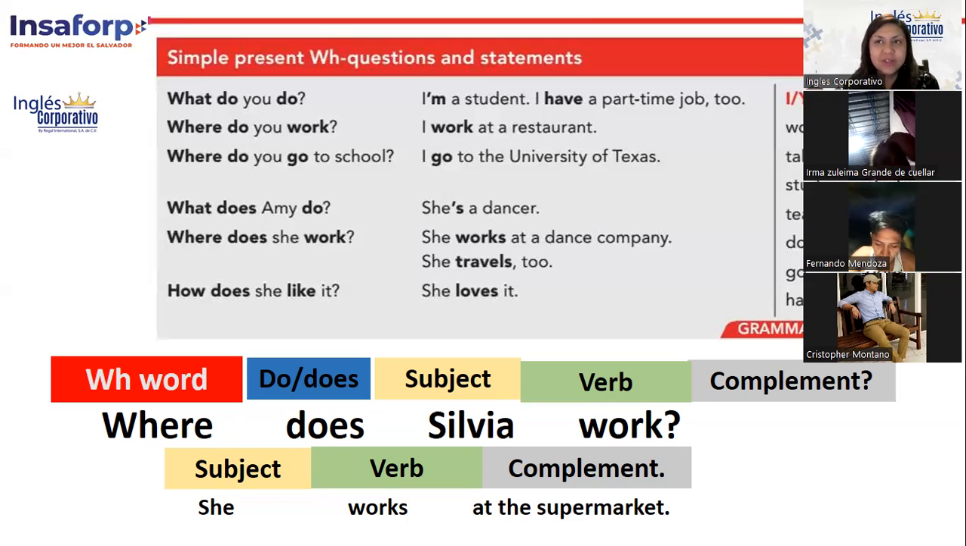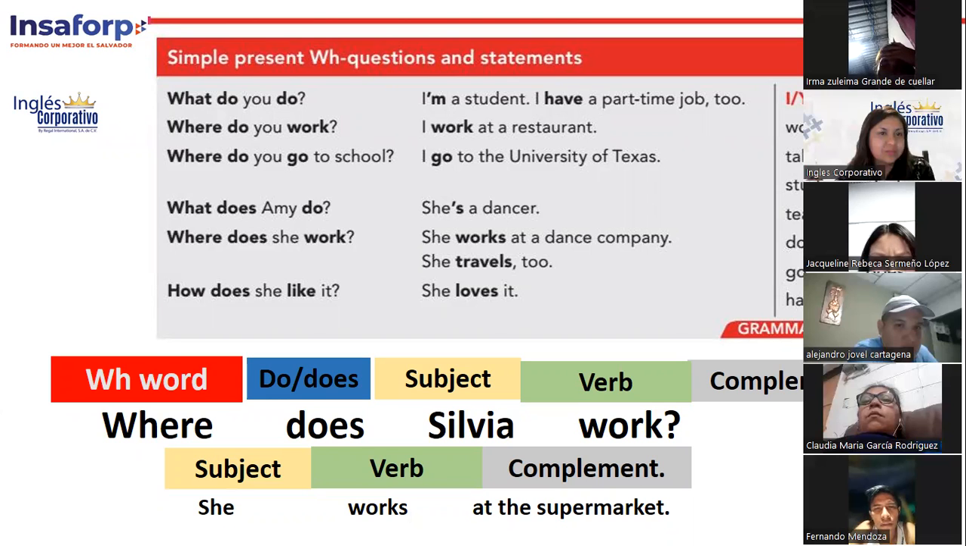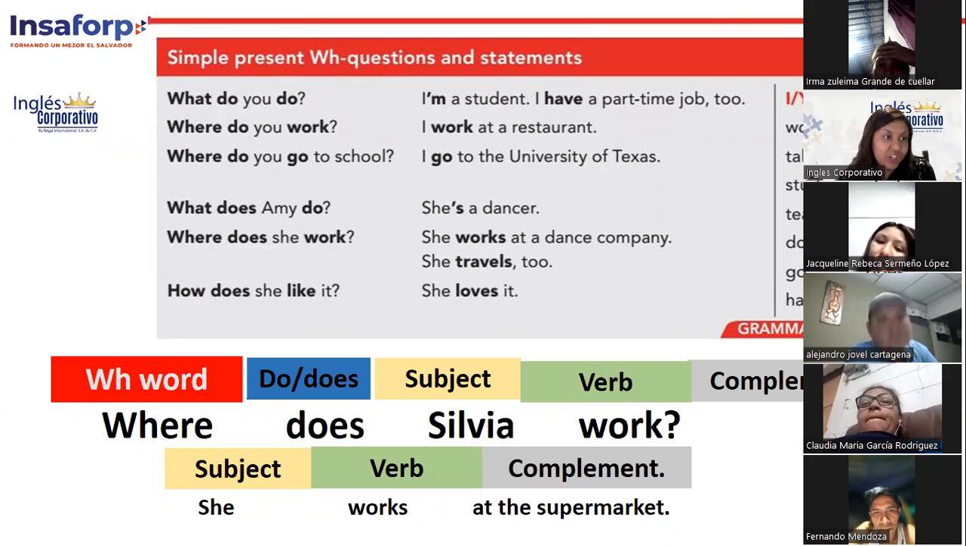Simple present, third person singular, affirmative. Okay, in the question: What does Amy do? She's a dancer. In this case, we use the auxiliary does. Why? Porque está en tercera persona. Exactly, because Amy is she.